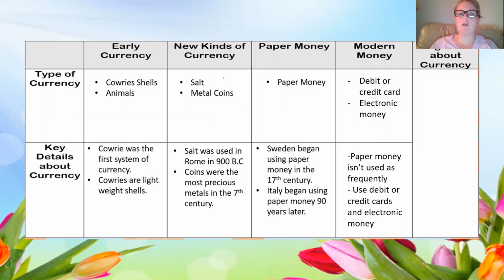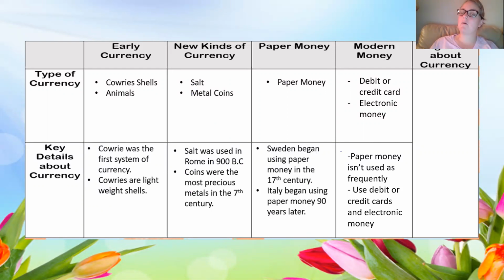The next type of currency that we talked about was salt and metal coins. And then it said in the text, salt was used in Rome in 900 BC. Coins were the most precious metals in the 7th century. The next type of money we talked about was paper money. And then that is Sweden began using paper money in the 17th century. Italy began using paper money 90 years later.